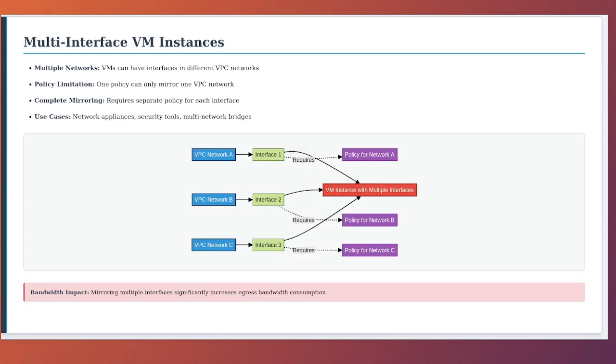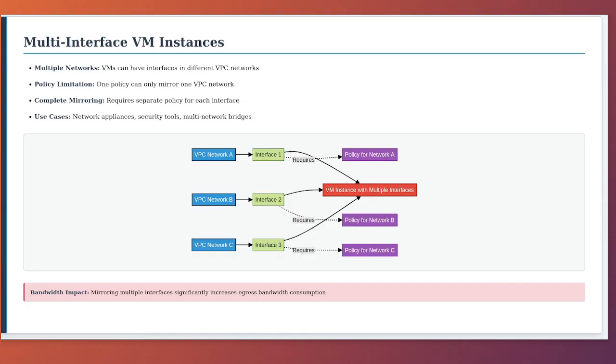Multi-interface virtual machine instances. Some virtual machine instances in Google Cloud can be configured with multiple network interfaces, allowing them to connect to multiple VPC networks simultaneously. This capability is useful for network appliances, security tools, or applications that need to bridge multiple networks. However, packet mirroring of multi-interface instances requires special consideration because of how packet mirroring policies are scoped.